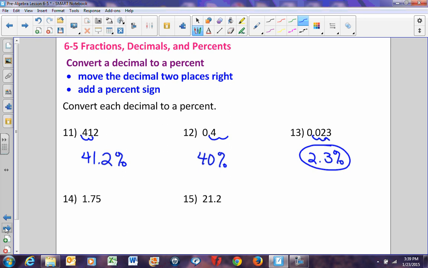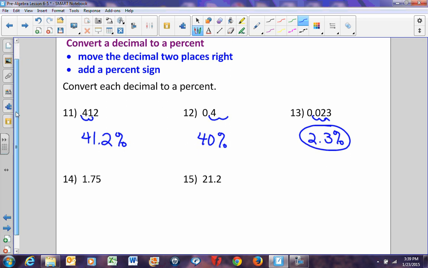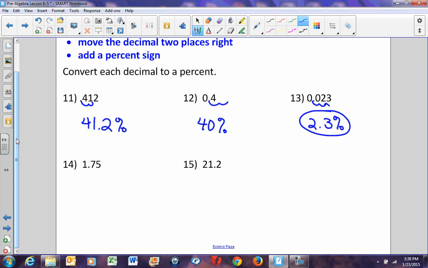Okay. You can always pause the video, try a few problems on your own, and then unpause the video to see if you got your answers right. It's a great way of practicing. 1.75, if I move that decimal point 2 places to the right, it'll end up over here, so it's 175%. And 21.2, if I move that decimal point 2 places to the right, it's 2,120%.